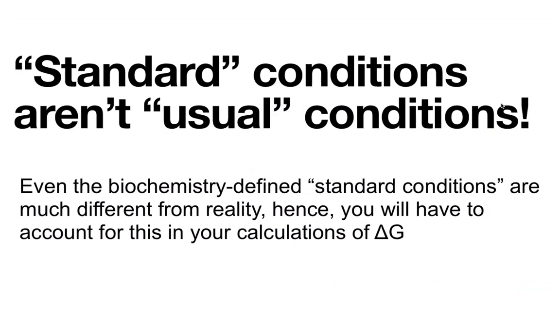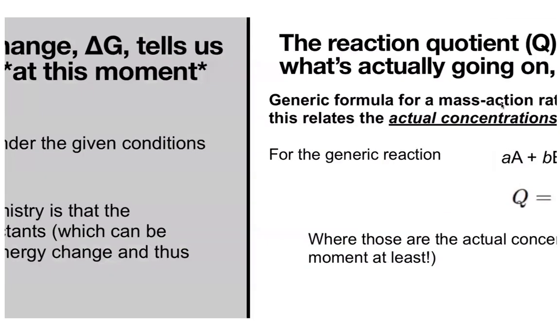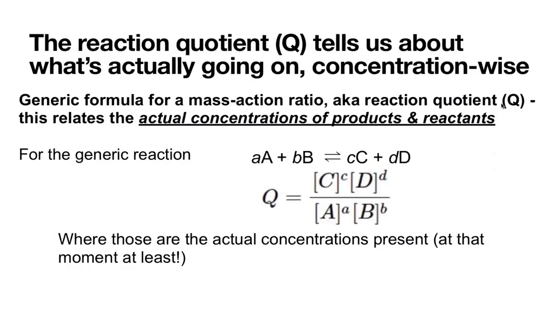And so we need to account for this in our calculations of delta G. How do we figure out, when we're at that state where we're far from equilibrium, how can we actually calculate the drive to go towards equilibrium? We need to basically figure out the actual free energy change. So not the delta G naught, not the delta G naught prime, but the actual delta G, just like in this moment.